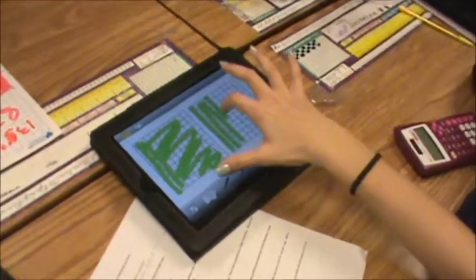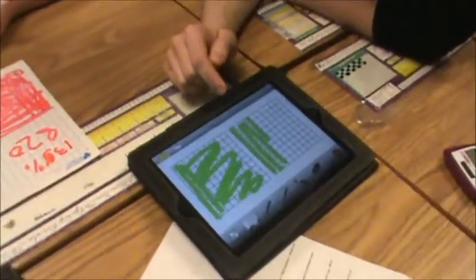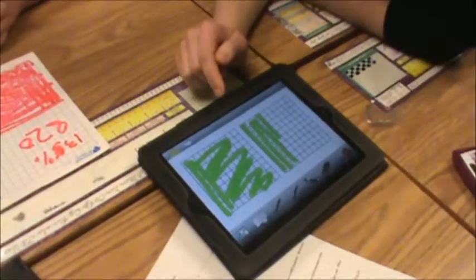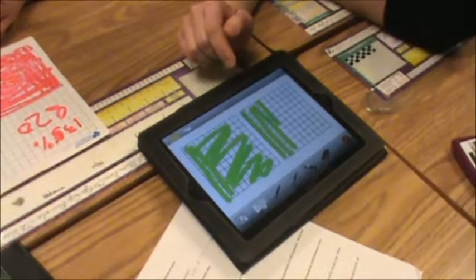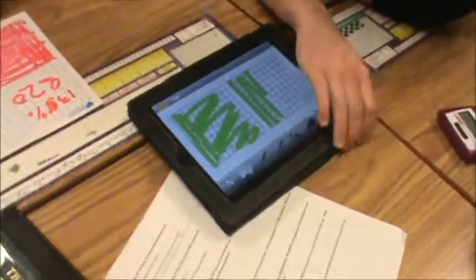Okay, so this represents 135%. Does this represent this year's population or last year's population? You all agree on that? I think that might be where we are.